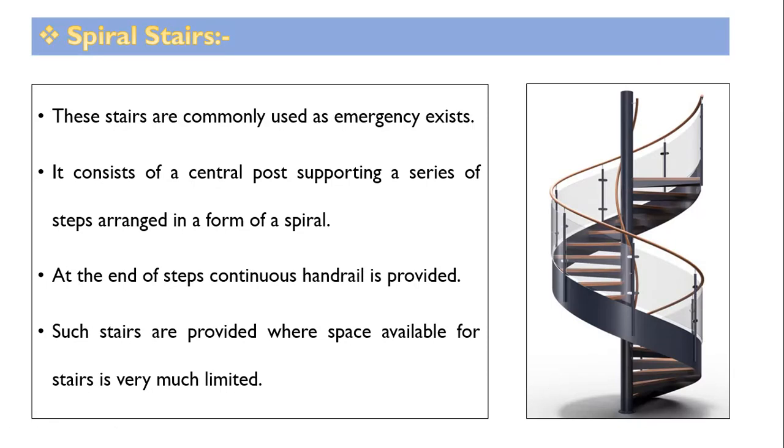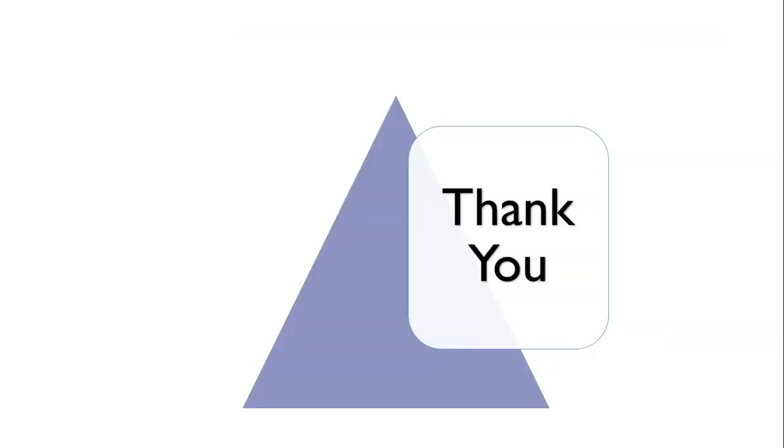Now, spiral stairs we have already discussed. Spiral stairs come under geometrical stairs also. These stairs are commonly used as emergency exits. They consist of a central post, similar to circular stairs, supporting a series of steps arranged in the form of a spiral. At the end of the steps, a continuous handrail is provided. Such stairs are provided where the space available for the stair is very limited. In circular stairs the diameter is constant, but in spiral stairs it may vary.